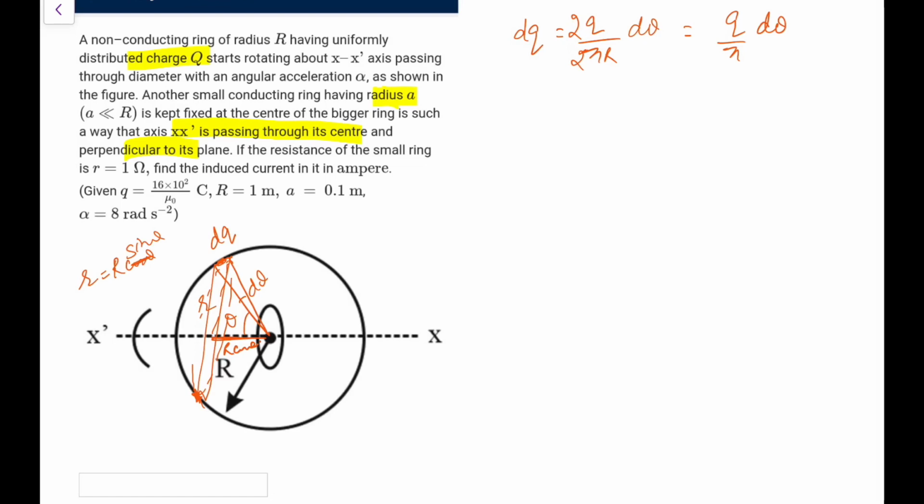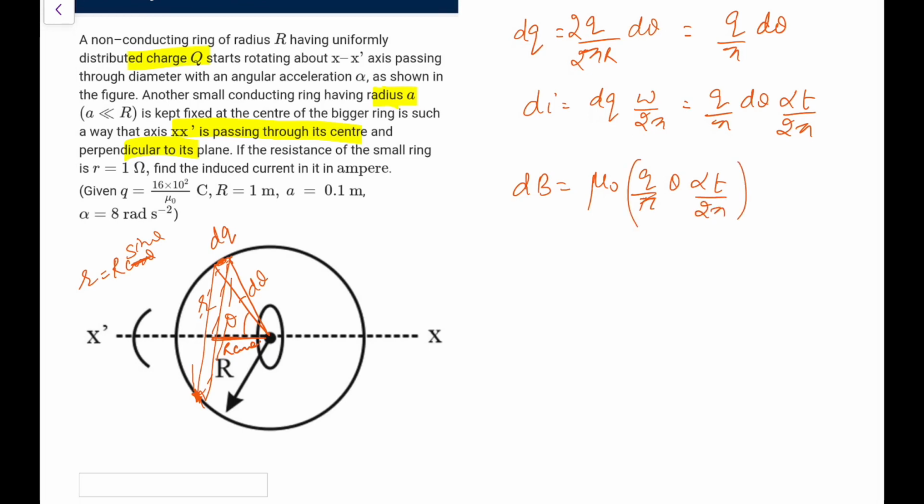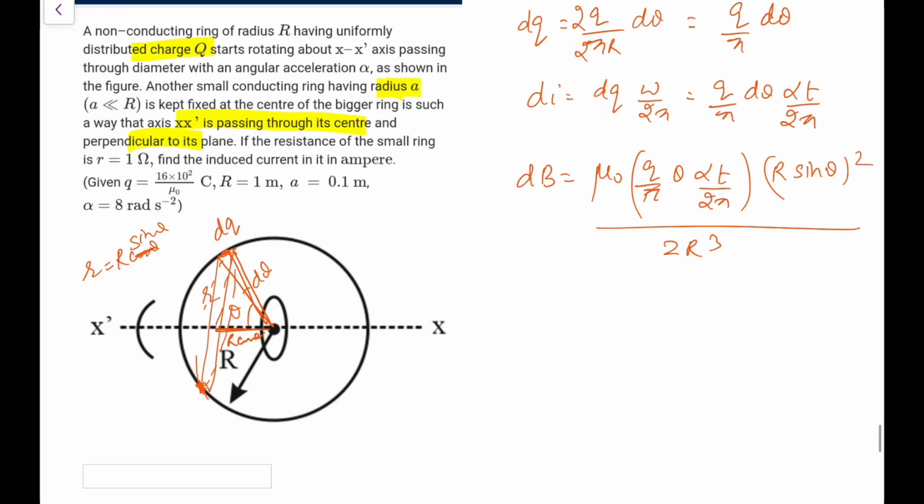Now after this dq, the current that it will generate is dq into f, which is omega by 2 pi, that is q upon pi d theta into alpha t upon 2 pi. This is di, and the field that it will generate is given by the formula mu naught i times r square, where r square is (r sin theta) whole square, upon 2 r cube, since the distance is the square root of r square sin square theta plus r square cos square theta, that is simply r. So this is the field generated due to this element.